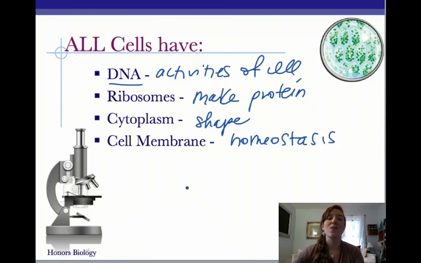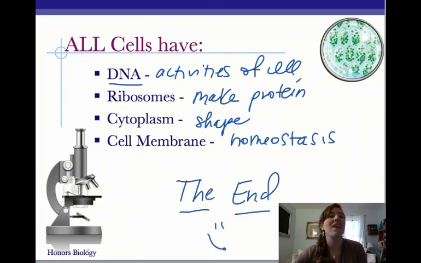Okay, so review your organelle shapes, locations, and functions in preparation for our next exciting activity.